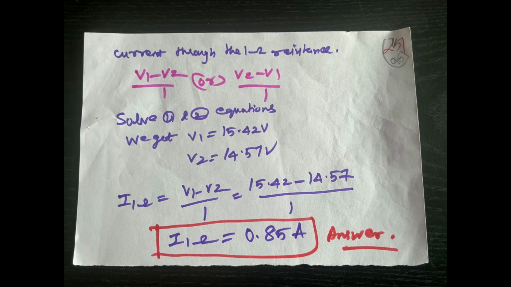Current through the 1 ohm resistance: (V1 minus V2) divided by 1, or (V2 minus V1) divided by 1. That is the formula from the question circuit. Solving the equations, we get V1 and V2, and the current through the 1 ohm resistance is 0.85 ampere.